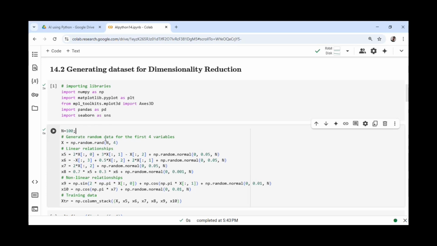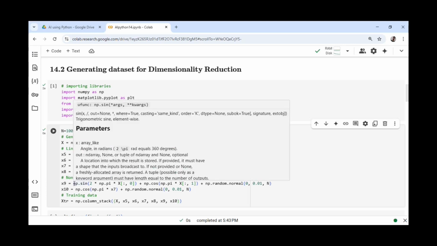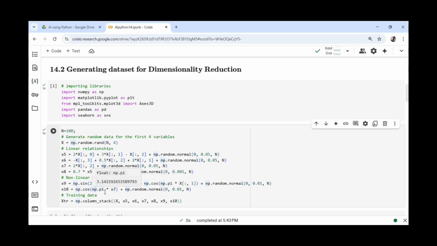Here the first four variables are defined as completely random, which are considered as the independent variables. And then the next four variables will be defined by using linear relationships as here. And the last two variables are defined using some nonlinear relationships. Now the training data is defined by stacking all these variables.